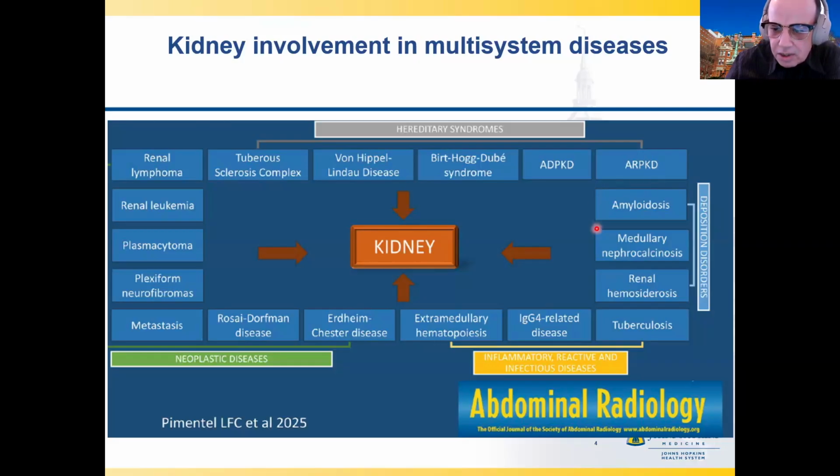You have also this group of diseases, which we call deposit diseases, meaning that there are abnormal protein deposits in the kidney called amyloid, which is the same deposit that happens in Alzheimer's disease. It's amyloid in the brain. It can actually have a different amyloid type in the kidney as well. You can have calcium phosphorus deposits in the kidney. We call it medullary nephrocalcinosis. We can have iron deposits in the kidney. We call it kidney or renal hemosiderosis.